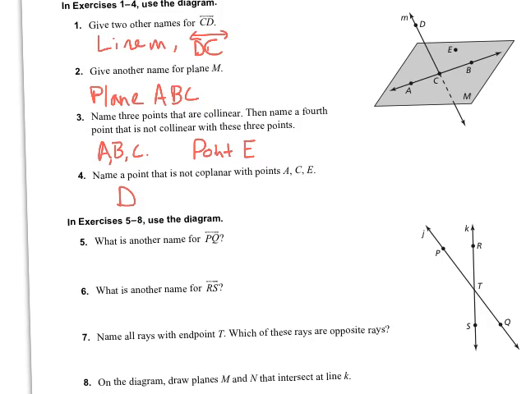Okay, so we have line M or line DC. Okay, number 2, for plane M, I just need to pick 3 points. So mine's ABC, yours could be ACE, ABE, EBC, or any mixture of those. Clear as mud, right?